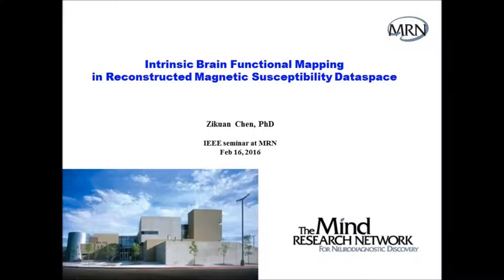So he will explain a new way to use the scanner. We are using imaging that comes from the magnitude, but he's trying to explain how we can use phase information from the scanner and get better or more meaningful pictures that provide different information. So without further delay, let's welcome Dr. Chen to explain what he's doing. Okay, thank you.